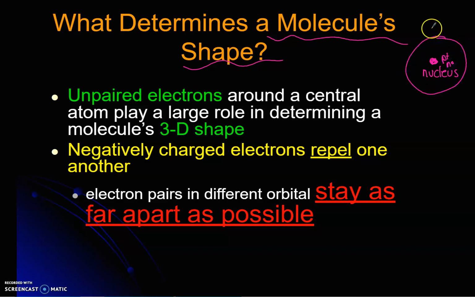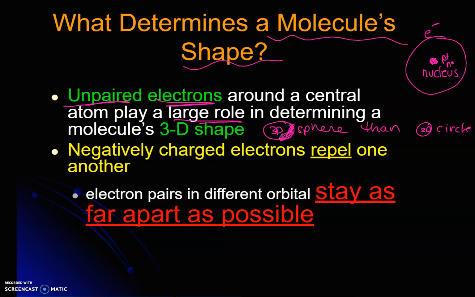And what surrounds our atoms? Well, it's our electrons. So there are these unpaired electrons and electrons all around our atoms, and those electrons play a large role in determining the three-dimensional shape. And we're talking more sphere shape, okay, than a circle. All right, so this is two-dimensional, this is three-dimensional with all kinds of shading that I can't do on here.